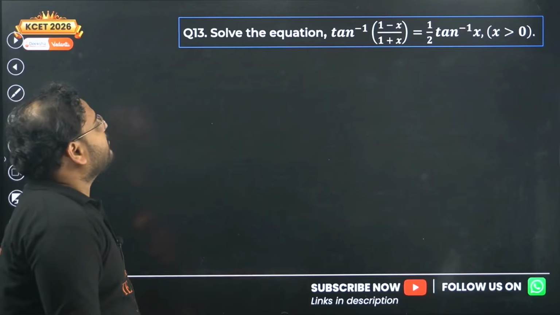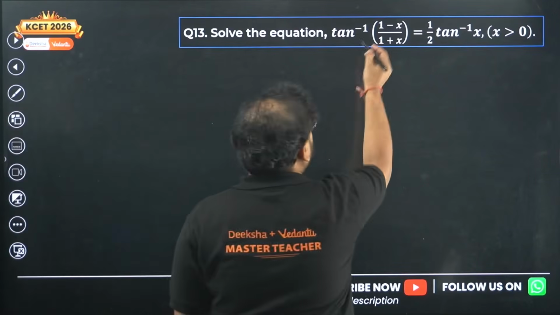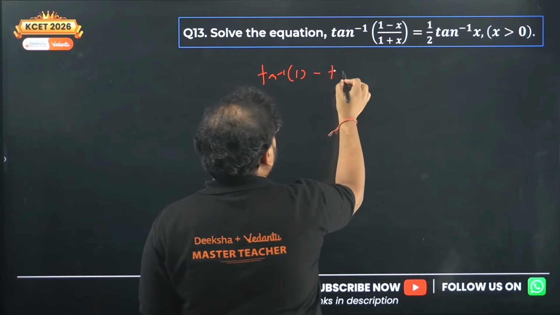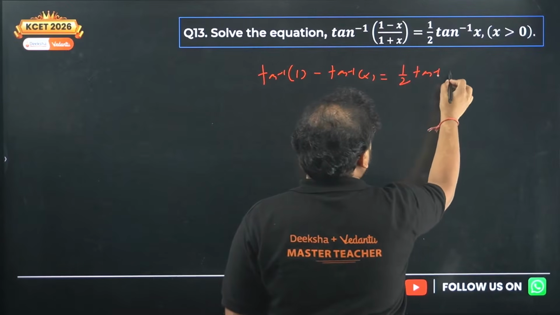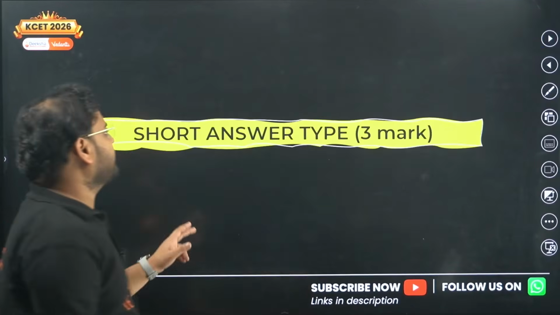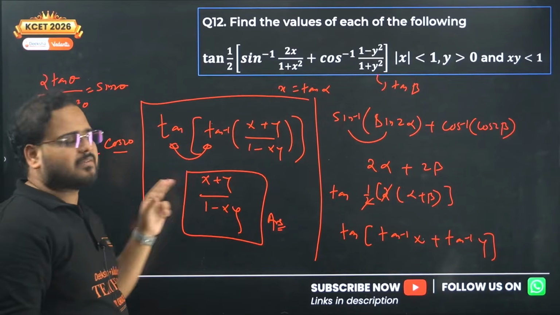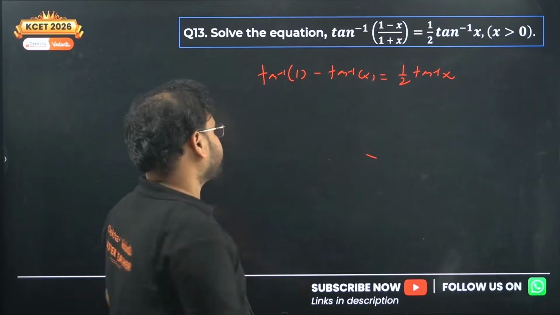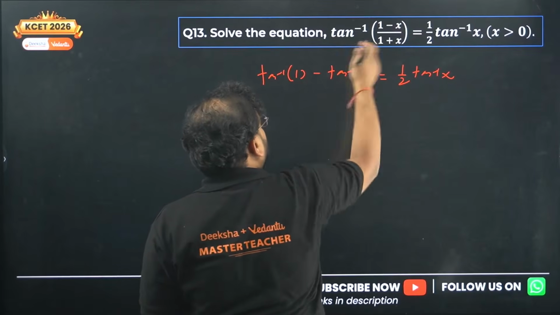Solve the equation: tan inverse of (1 minus x) upon (1 plus x) equals half of tan inverse of x. But it's very simple, right? This will become tan inverse of 1 minus tan inverse of x equals half of tan inverse of x. We just solved it right now. Please check. Same formula we use, no? Tan inverse of (x plus y) upon (1 minus xy). In this case we have 1 minus x. This is the formula of tan inverse of 1 minus tan inverse of x, the whole LHS.